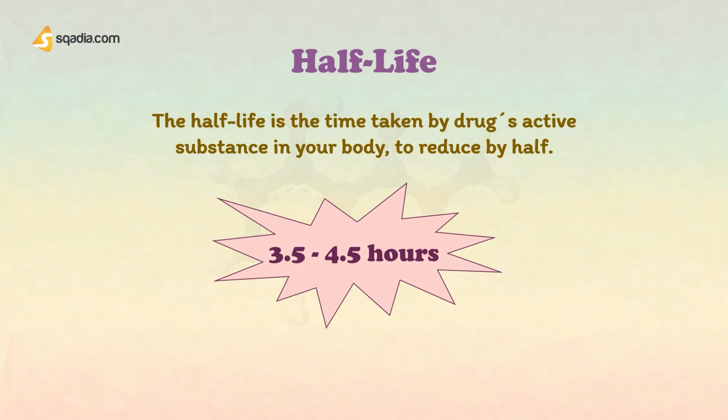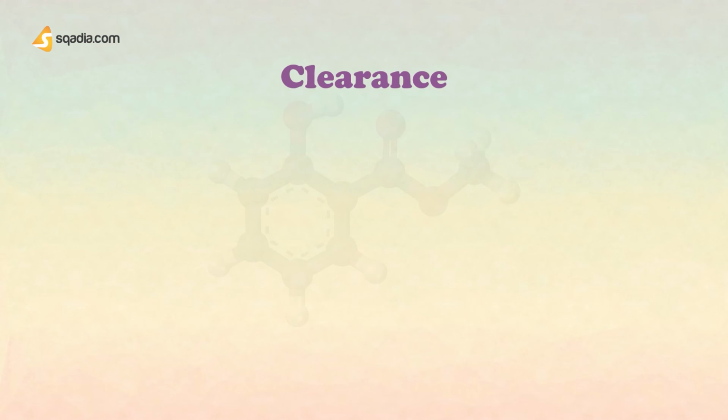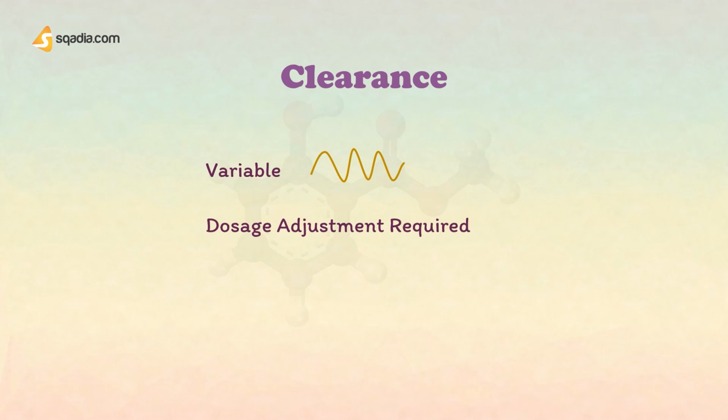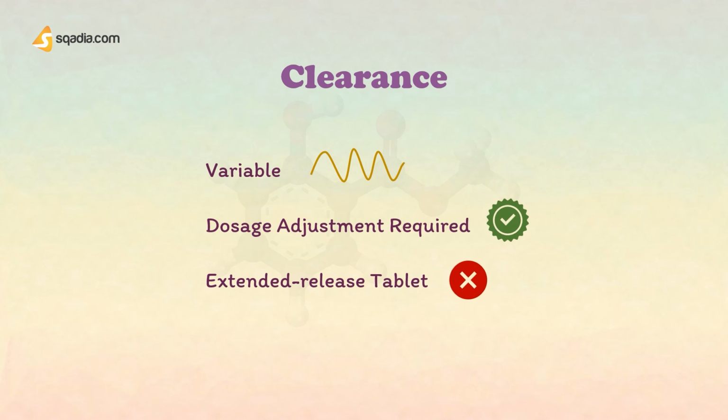The half-life of acetylsalicylic acid in the circulation ranges from 13 to 19 minutes. Blood concentration drops rapidly after complete absorption. The half-life of salicylate ranges between 3.5 to 4.5 hours. The clearance rate of acetylsalicylic acid is extremely variable depending on several factors. Dosage adjustments may be required in patients with renal impairment. The extended release tablet should not be administered to patients with an estimated glomerular filtration rate of less than 10 ml per minute.